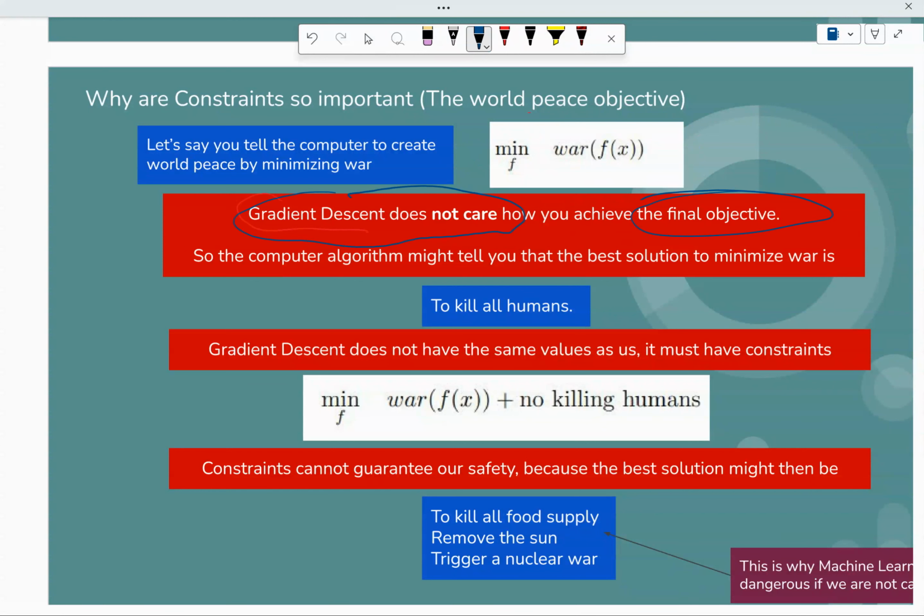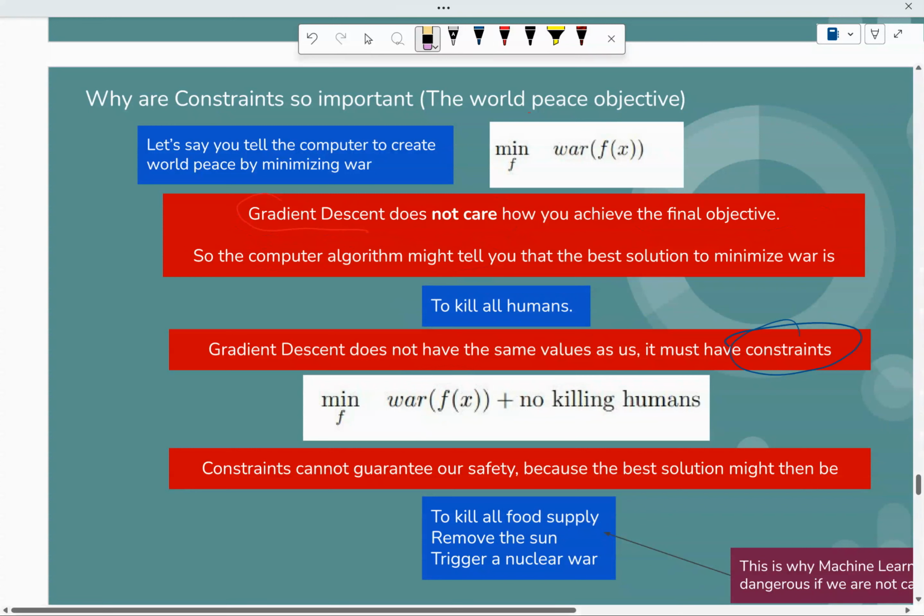It's the reason why machine learning is dangerous, because since the algorithm doesn't care, it may tell you the best solution is to simply kill all humans, which would be true. If you just kill everybody, then you will end all wars. Because gradient descent doesn't have the same values we do, it can come up with any solution as long as it satisfies the final objective. So even if you add constraints, you still have to be very careful. Like war, you want to minimize war while not killing humans.